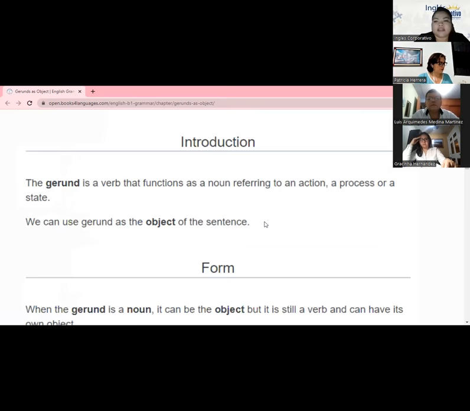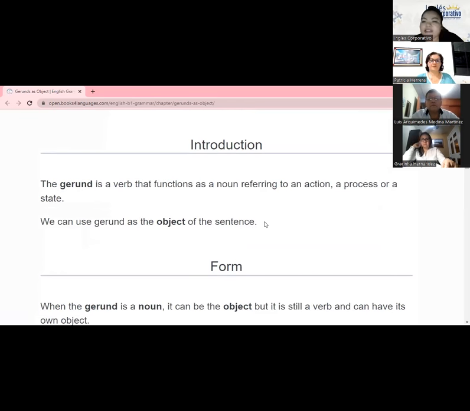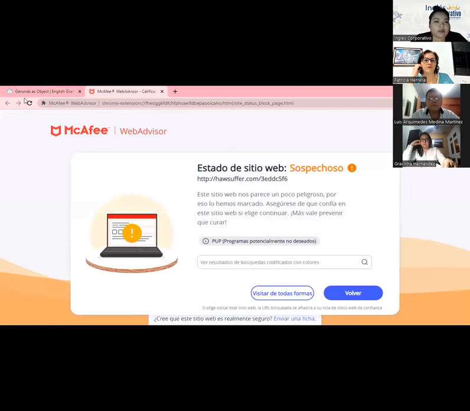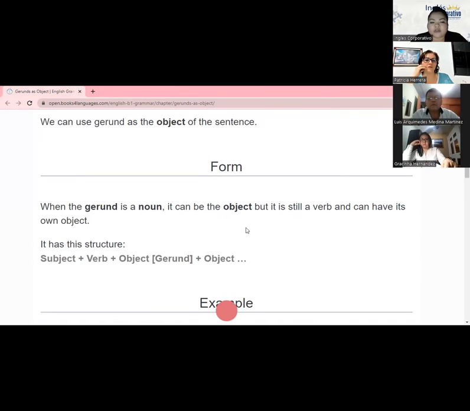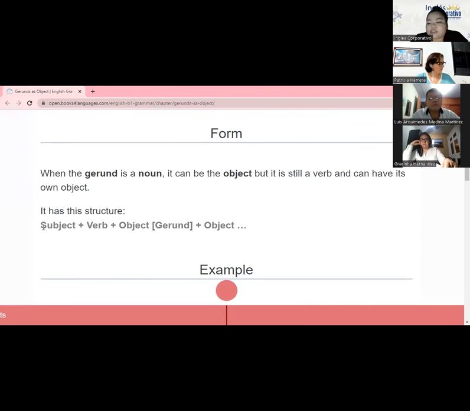So what do we have here in the introduction? In the introduction, they are telling us the use of the gerunds, or the function that the gerunds have. And they are telling us that they can be the object of the sentence. Now, to do that, we also follow a structure. We have a subject, the verb, the object. In this case, it's going to be the gerund plus the rest of the sentence. Subject, verb, and in the complement of the sentence after the verb is where we find the gerund, okay?